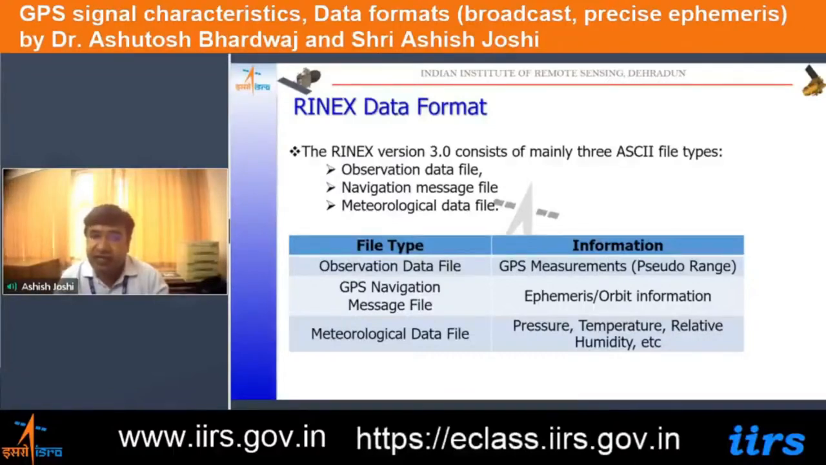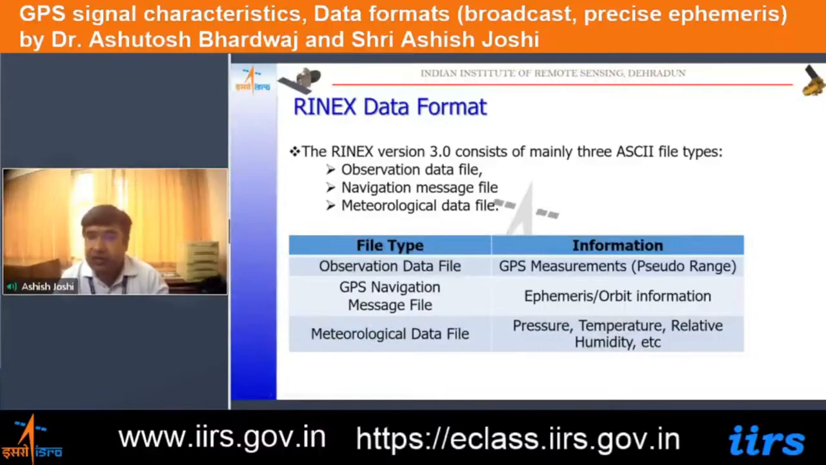In the navigation file, we have the ephemeris. Ephemeris means we have the x, y, z, which is called the position, and x dot, y dot, z dot, which is called the velocity, with time stamping. Okay, so that is the navigation message file. Another file is the meteorological data file. It consists of the pressure, temperature, relative humidity, etc.